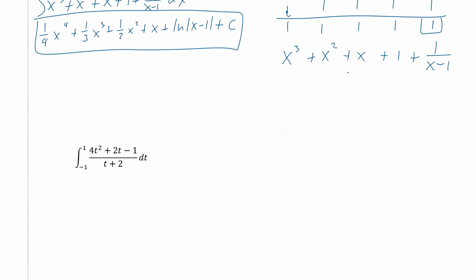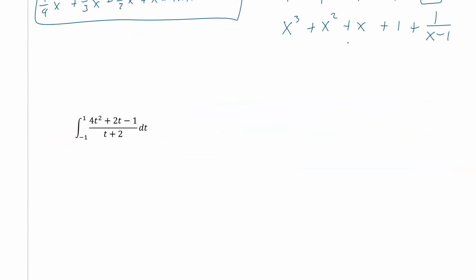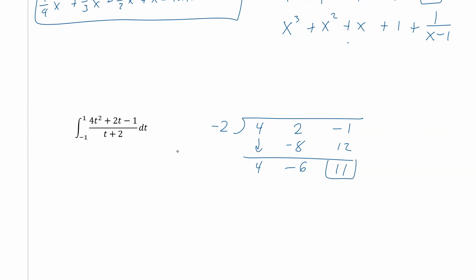All right, let's try another one. So same thing here. So this is t minus 2, and everything is good on this one. So negative 2, we've got a t squared with 3 terms. So 4, 2, negative 1. So it'd be 4, negative 8, negative 6. That's a 12. So an 11. So this would become 4x minus 6 plus 11 over t plus 2. So from negative 1 to 1.